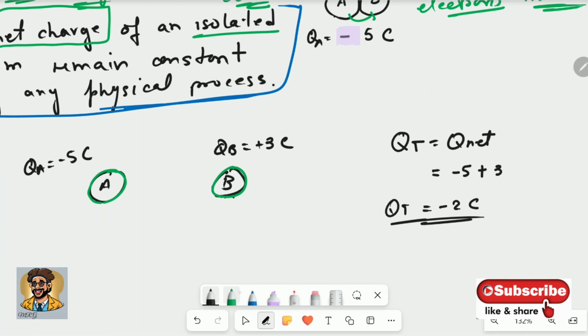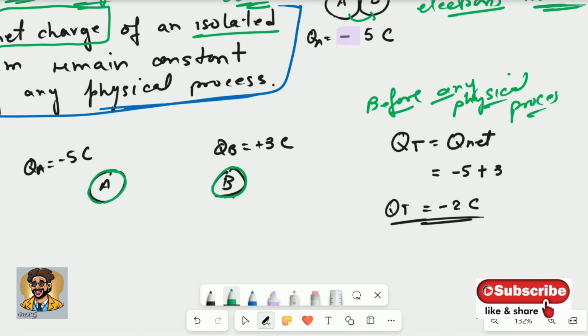All right, and we're going to say that this one is before any physical process. I didn't do anything. I didn't change anything there. Before any physical process. But now let's change a little bit.